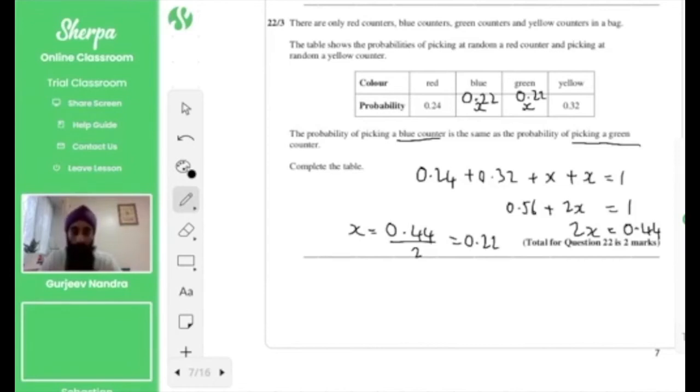There's 2 marks for this. Let's have a quick look. You get 1 mark for showing a process of understanding that probabilities add up to 1. You get the 2nd mark for obviously getting the correct value of 0.22.